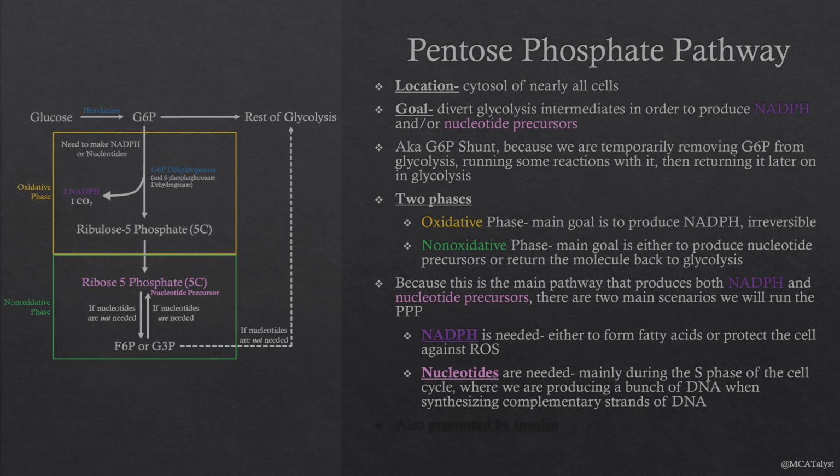So mainly during the synthesis phase of the cell cycle, the S phase, we're producing a whole bunch of DNA when synthesizing that complementary strand of DNA. Because we're essentially building a brand new strand of DNA, we're going to need a whole bunch of nucleotides. We're going to need a whole bunch of ribose 5-phosphate, which is going to be the building block of that deoxyribose sugar that we're going to be using in DNA. So because this is the phase where we're producing a whole bunch of these nucleotide precursors, the PPP is going to be really active during the synthesis phase of the cell cycle. And of course, we're still within the postprandial state here. So as you can probably guess, it's going to be promoted by insulin.